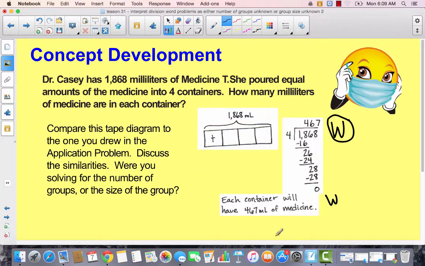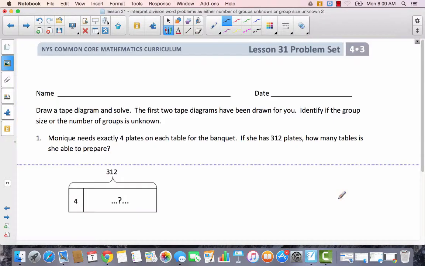So this is the whole entire part here that you should have in your math journal. This is the draw. This is the first right. This is the second right. All right, so let's go ahead and take a look at our problem set today, and we're going to go ahead and get busy on it.